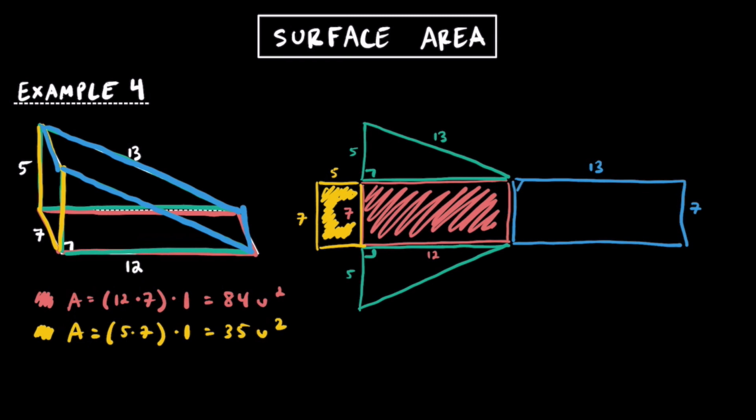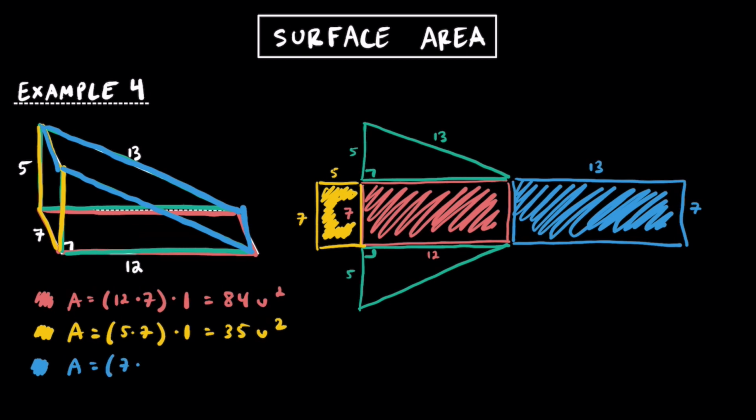Now I'll go over to this rectangle over here, which a lot of people think is the same as the base, but it's a little longer because it's along the slant or the hypotenuse of the ramp. And that is a rectangle, and it's 7 by 13, and there's one of these, so that's going to be 91 square units.